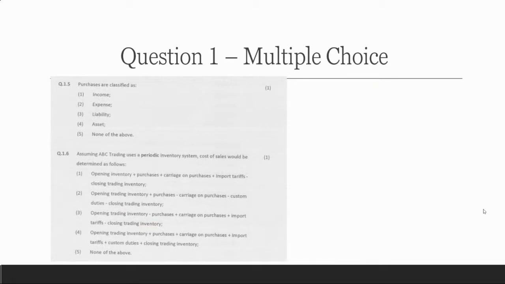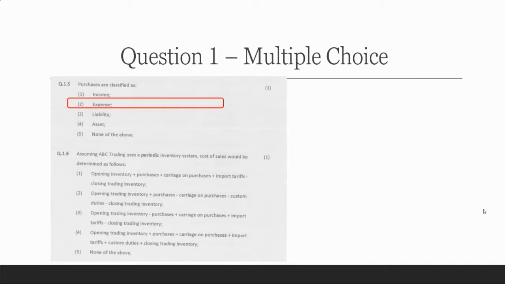Then question 1.5, purchases are classified as, and this is where you had to use that chart of accounts that you studied. This would have helped you get to the answer. Purchases is an expense because it's money that is flowing out of our business, but it doesn't actually increase our liabilities as such. Then the next one is assuming ABC Trading uses a periodic inventory system. The first thing you have to see is it's a periodic inventory system. Cost of sales would be determined as follows.